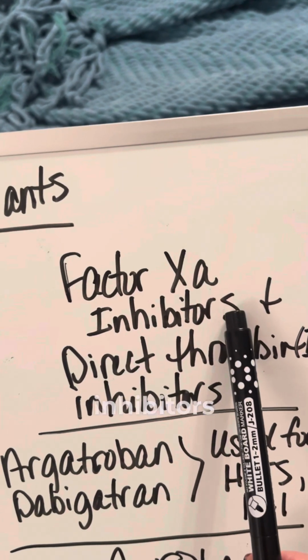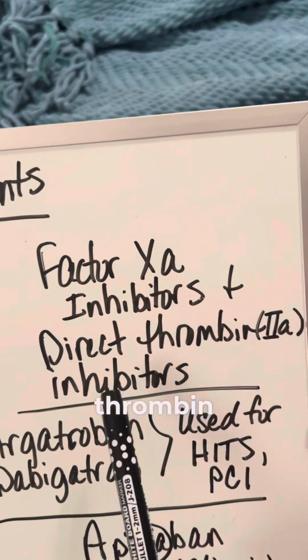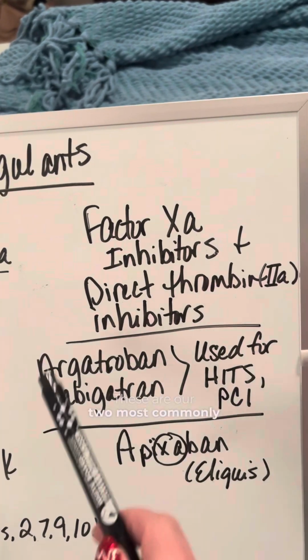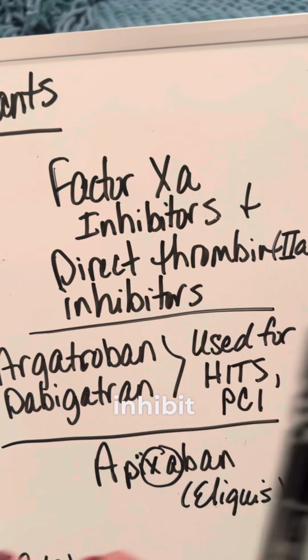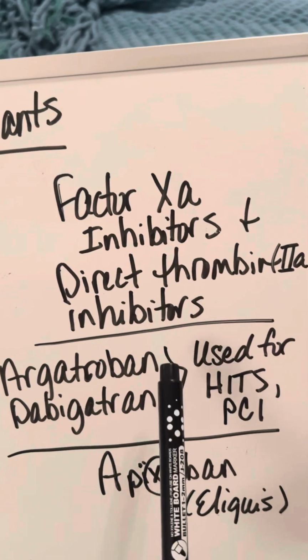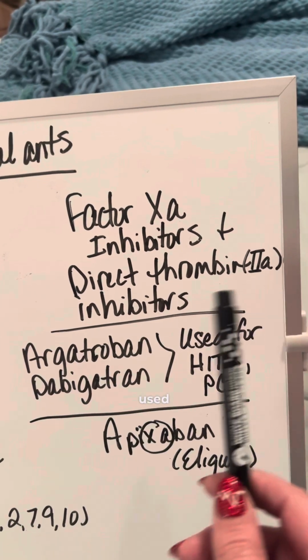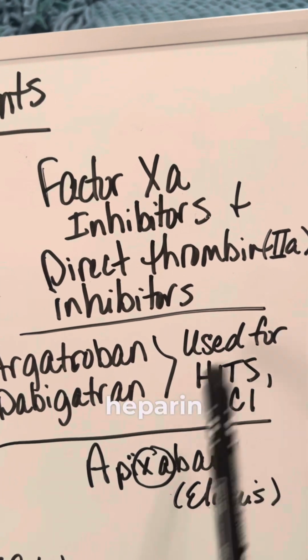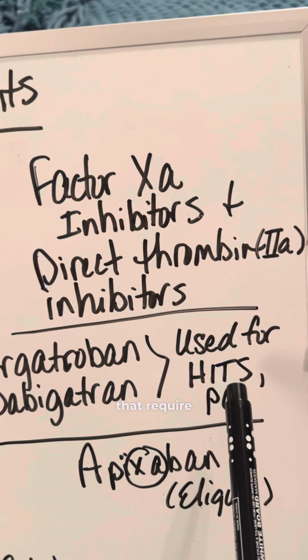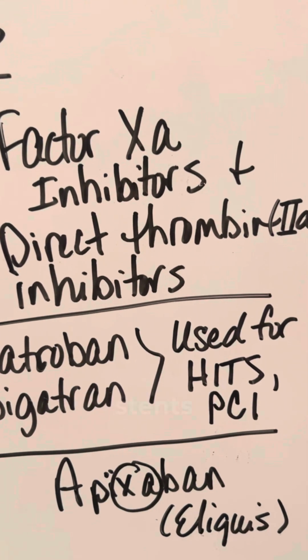Factor 10A inhibitors and direct thrombin inhibitors. These are our two most commonly used direct thrombin inhibitors. They directly inhibit thrombin. So argatroban, dabigatran, used in patients who have developed HITs, meaning that they cannot tolerate heparin, used in patients that require PCI or cardiac stents.